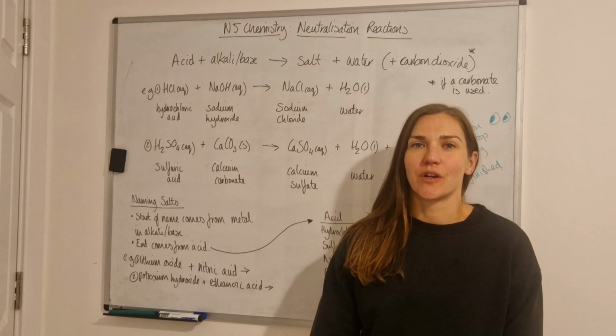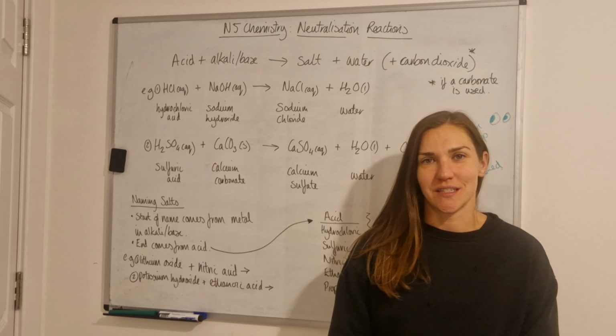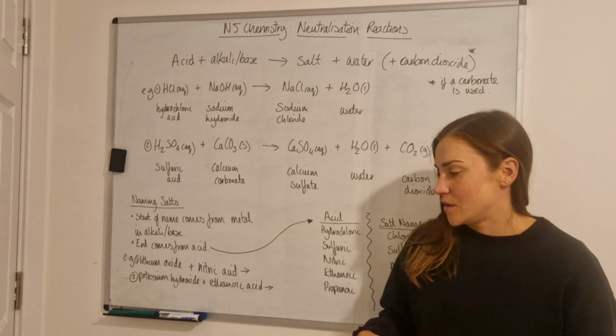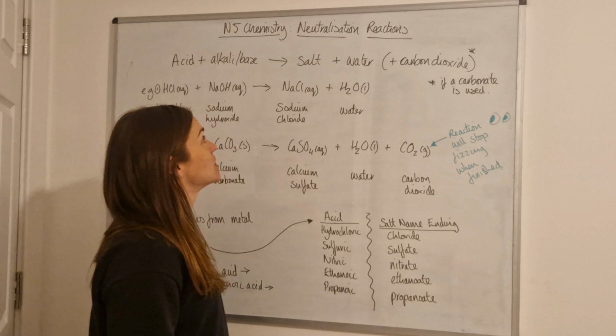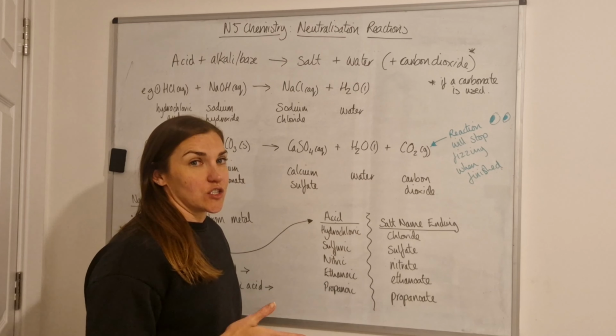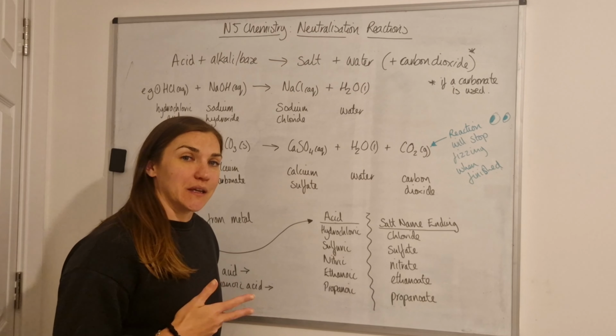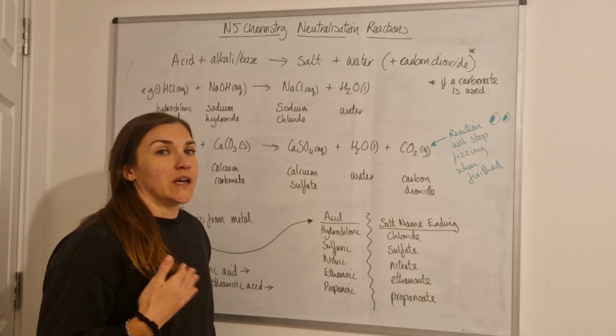In this video we're going to cover National 5 Chemistry Neutralisation reactions. So neutralisation reactions, there's not too much to them, to be honest. Most people know that when you carry out a neutralisation reaction, the pH of your solution will end up being 7 because you're producing neutral water.